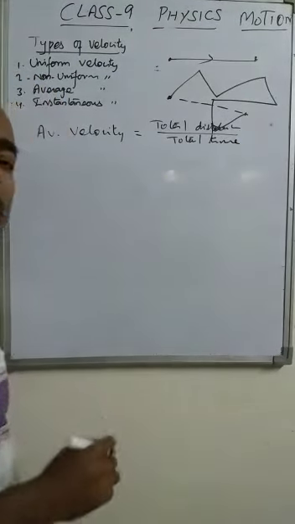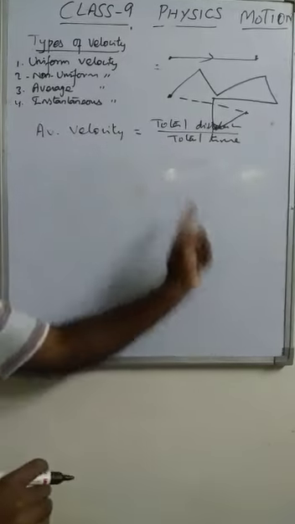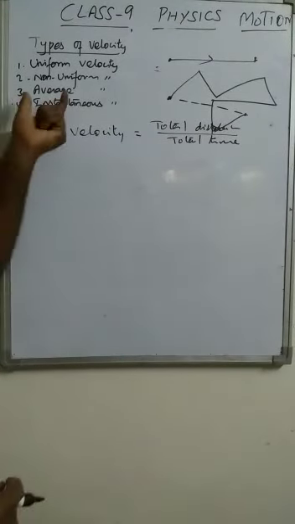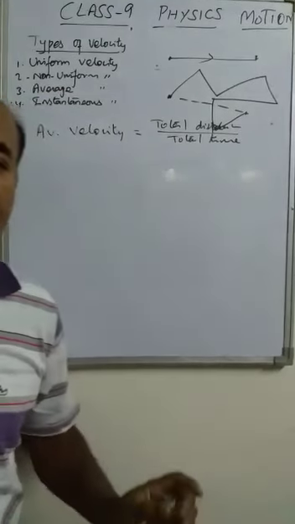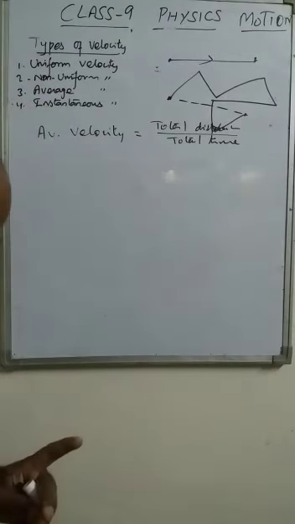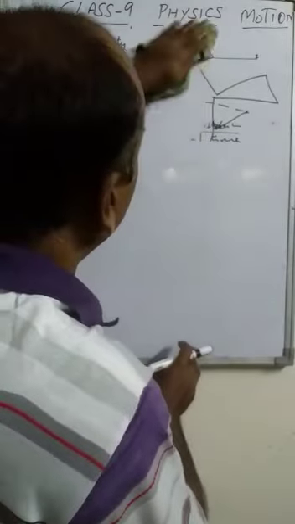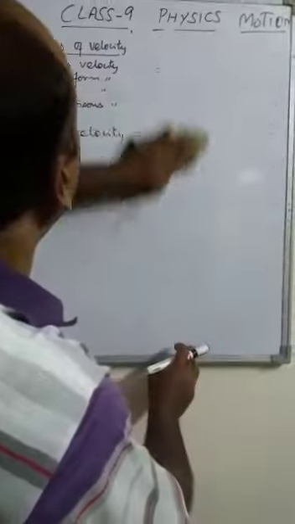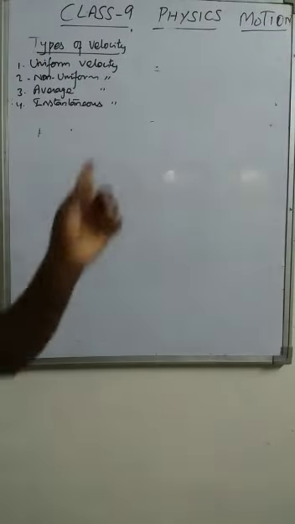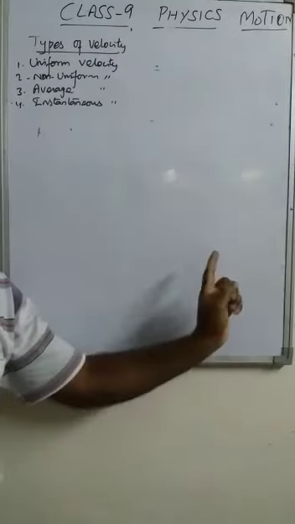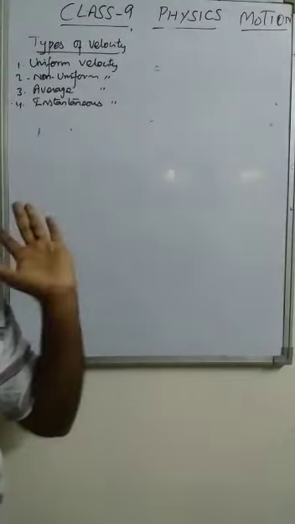Average speed, total distance upon total time. Average velocity, total displacement upon total time. Then instantaneous velocity, the velocity of an object at any particular instant. So these are the four types of velocity and four types of speed. Now we'll see how we are going to calculate. These two formulas are required. Average speed, total distance upon total time. Average velocity, total displacement upon total time.